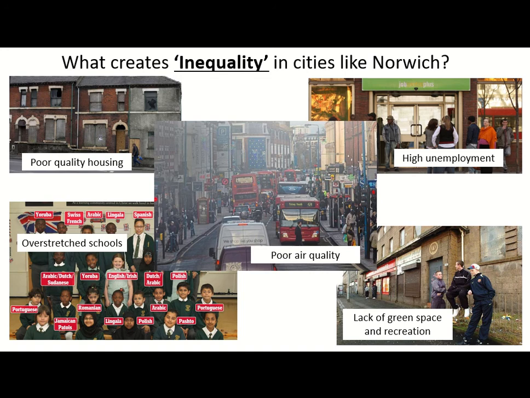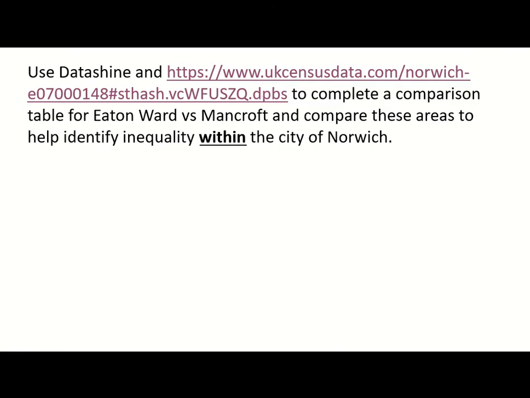Okay, now this is a task which I hope you're familiar with. This is using the website of the UK censusdata.com, and I have checked this, and I'll show you by clicking on the link that it does still work just about, and hopefully they don't get rid of it before you have a chance to complete this task. But this is a comparison for Eton Ward and Mancroft Ward in Norwich. So what I'd like you to do is actually use census data, proper census data, to try and identify inequality within the city of Norwich.